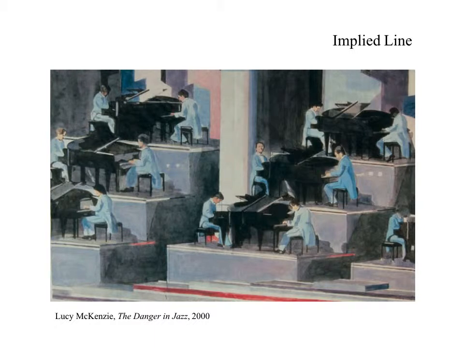In this piece by Lucy Mackenzie, we see some implied lines, right? If we follow the line of the figures back, we have very strong diagonal lines taking us up this direction of the piece. We do have some actual lines, though, too, taking us back the other direction.